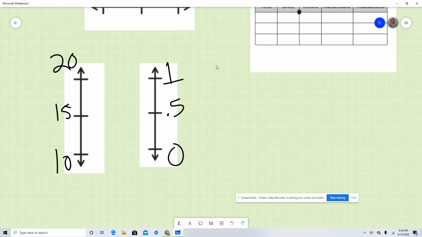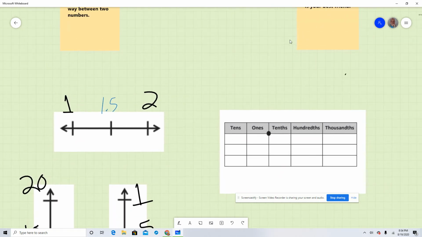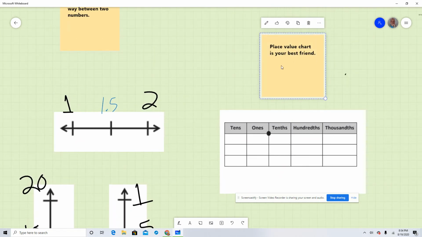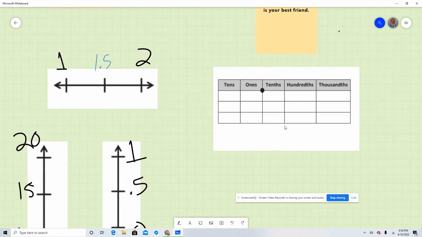Now we're going to look at another concept that you are familiar with, your place value chart. It is your best friend, so make sure you use it. When we're converting from tens to ones, let's give you a quick example. Say you have a 10. How many ones will that be? That will be 10 ones. So 10 ones will make 110.